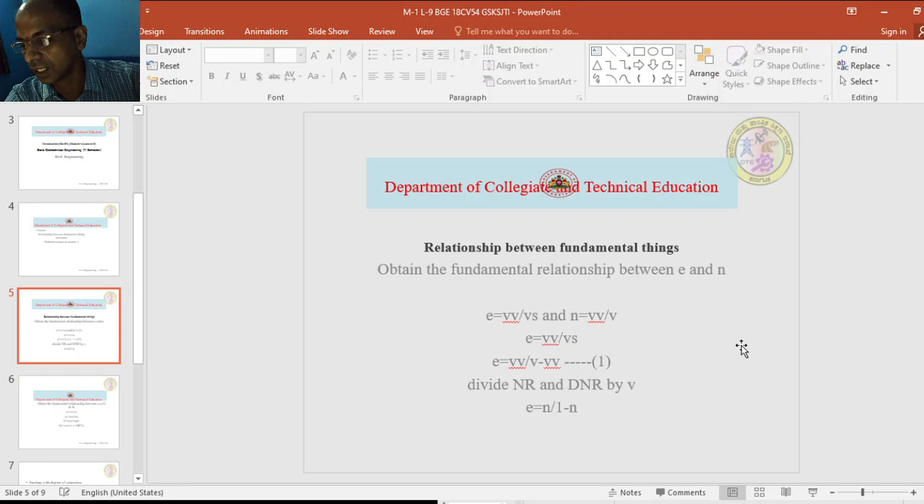Divide the numerator and denominator by V. Then e is equal to the volume of voids divided by the total volume, that is Vv by V, divided by V minus Vv divided by V, that is V by V, which is equal to 1, minus Vv by V, which is equal to n. So the equation is converted to e is equal to n divided by 1 minus n. That is the first derivation.